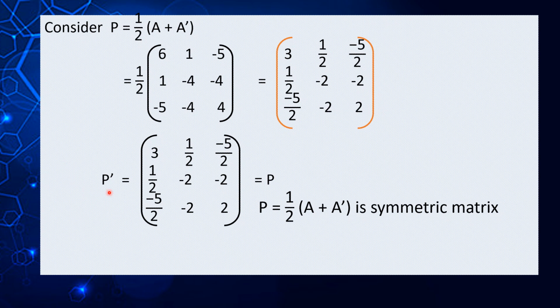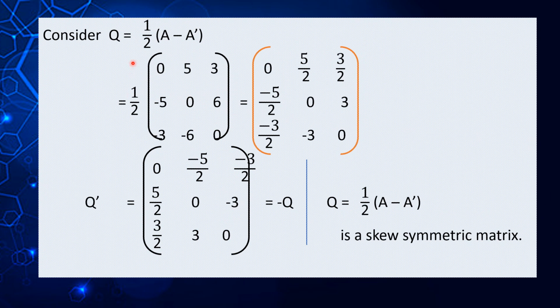Now write down P transpose, which is equal to 3, 1 by 2, minus 5 by 2, 1 by 2, minus 2, minus 2, minus 5 by 2, minus 2, 2. When we consider P and P transpose, they are equal. So we can write that P is equal to half of A plus A transpose is a symmetric matrix.